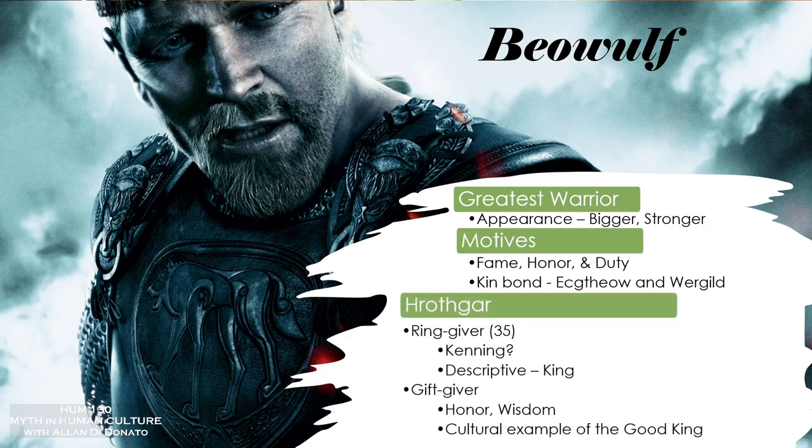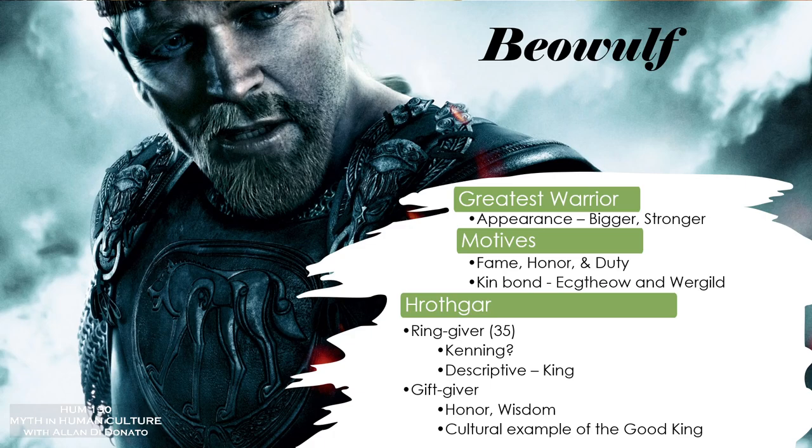So let's talk a little bit about this guy, Hrothgar, because he really is, I think, one of the most important figures in the story next to Beowulf. And in many ways, he might be even more important than Beowulf. And I'll explain why in a little bit. He's described as a ring giver, which happens to be a kenning. I'll talk a little bit about what kennings are in just a second.